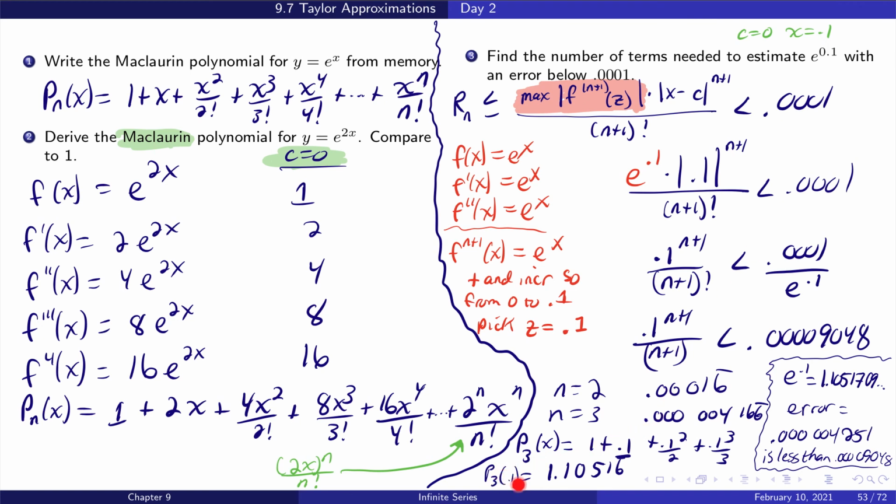So the third degree polynomial with 0.1 plugged in is 1.10516 repeating. When I do e to the 0.1 on the calculator, I get 1.1051 repeating. The difference between these two values is 0.0004, which is less than 0.000904. So there's a lot of very small numbers flying around, but this formula says that your error will be less than 0.0009, and the actual error we got was certainly much below that. Okay, that's it for the second day of Taylor's.